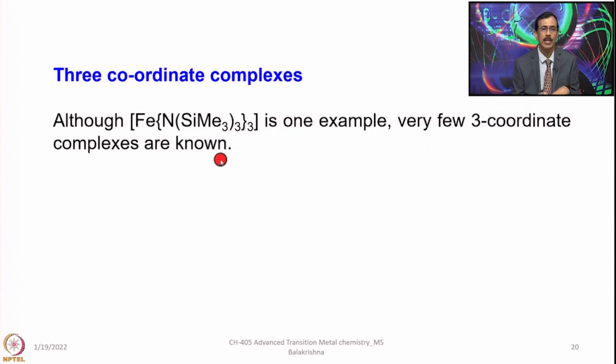The 3 coordinate complexes are less common. One very important example I have shown here. Because of the bulkiness of this amide, hexamethyl disilyl amide, it stabilizes iron with coordination number 3. Here one can prepare it starting from anhydrous FeCl3 and its treatment with the lithium amide of hexamethyl disilyl. So, this is one example where a 3 coordinate complex can be seen.